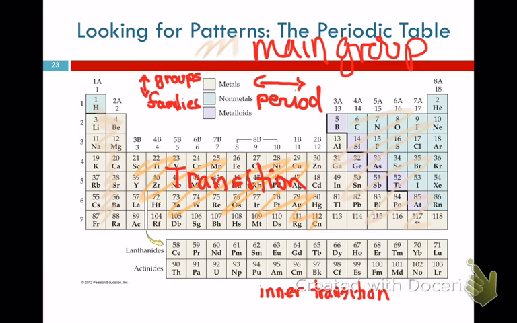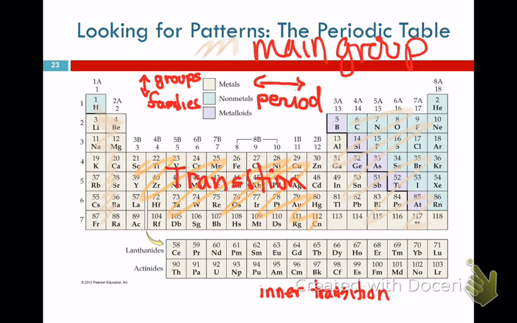In fact, some of the elements on the periodic table, like germanium, were not discovered, but they predicted its properties before they found it, and when they found it, that's how they knew they found it. They predicted its properties based on the neighboring elements. Okay, let's see. Groups, families, periods, transition elements, inner transition, main group.